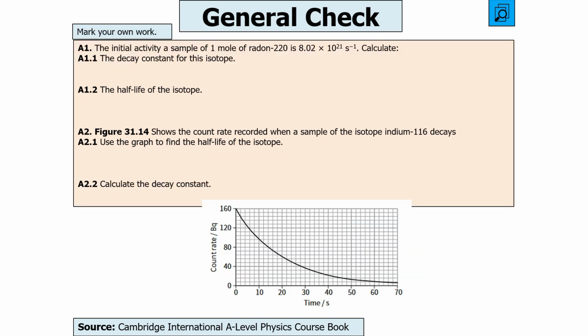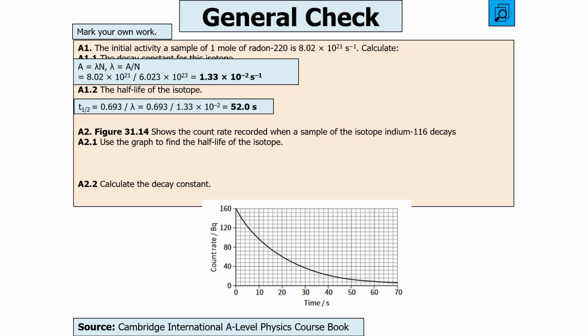Right, in this first one, we know that A equals the decay constant times N. So the decay constant is A over N. We've got A, we've got N, because we've got 1 mole, so it's 6 times 10 to the 23 particles in 1 mole. So it's 1.33 times 10 to the minus 2 seconds to the minus 1. Half-life is log 2, or 0.693, divided by the decay constant, which we just worked out as 52 seconds.